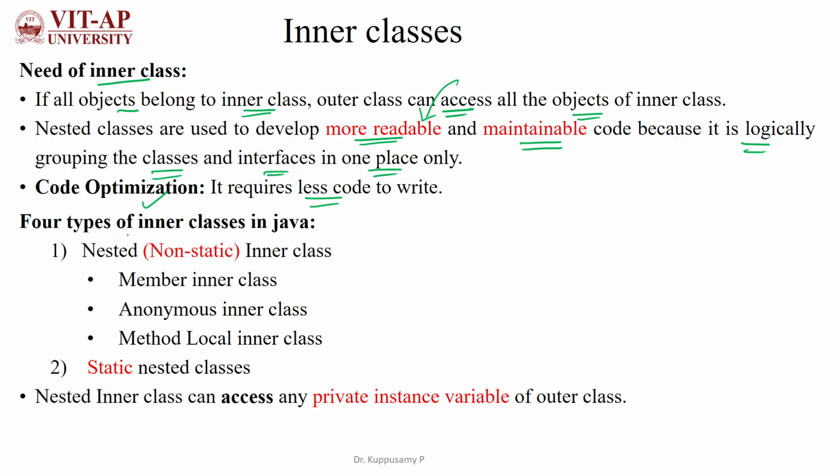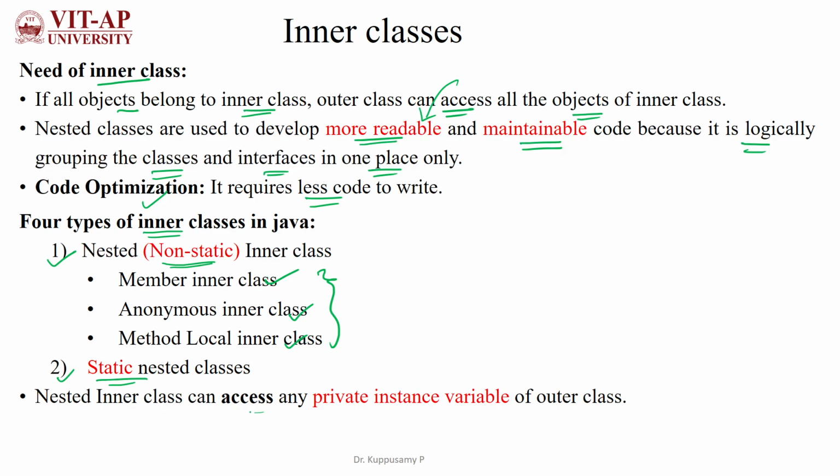Here we have four types of inner classes in Java. One major type is the nested inner class, that is called non-static, and the second major type is the static nested class. In the non-static inner class, we have three more subcategories: member inner class, anonymous inner class, and method local inner class.